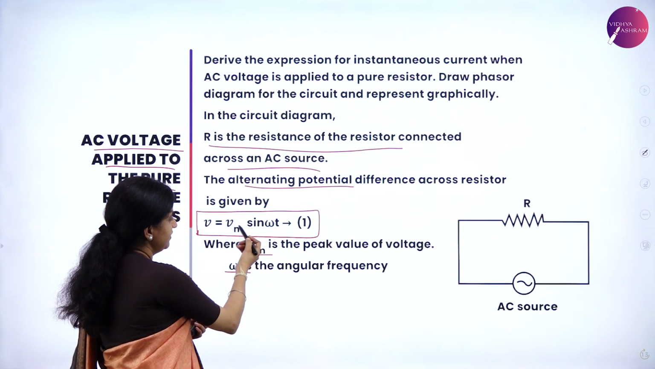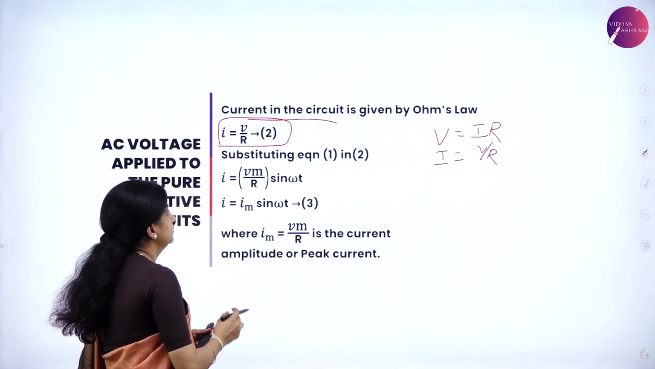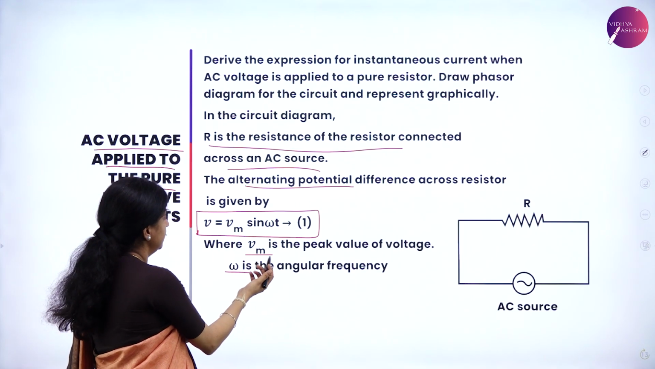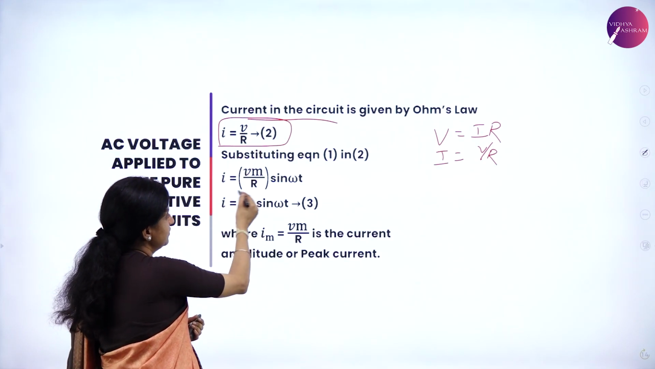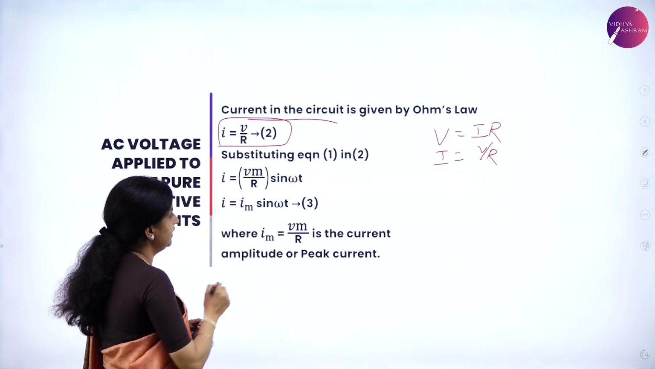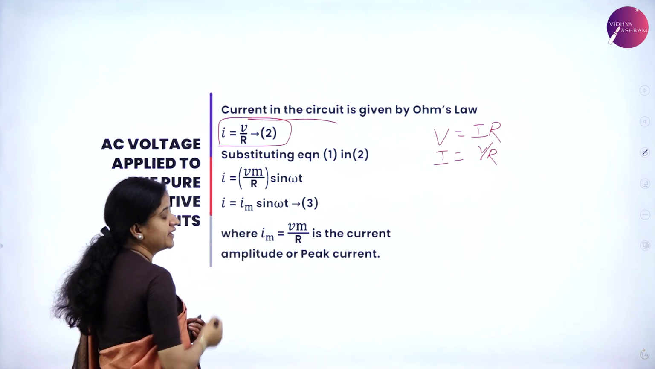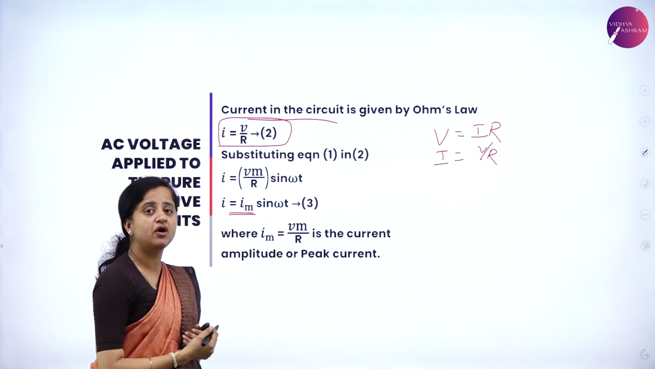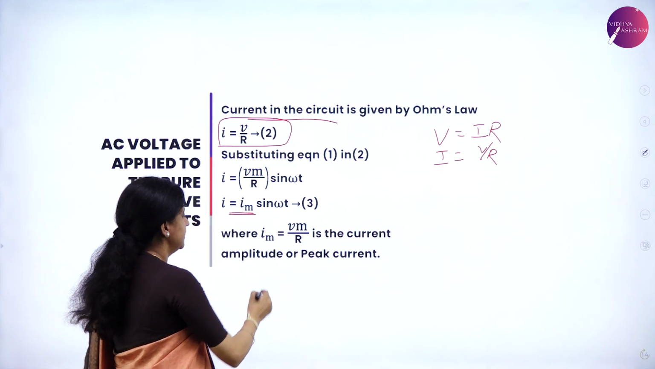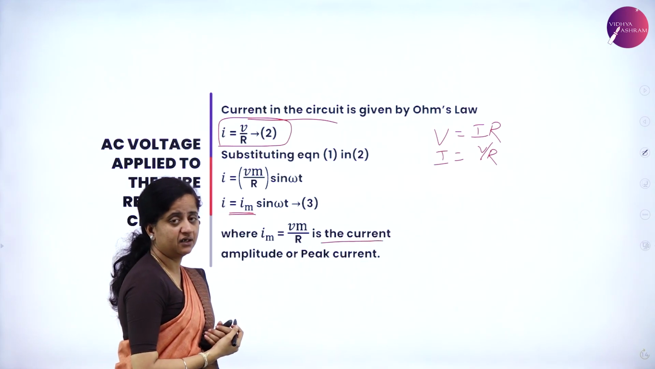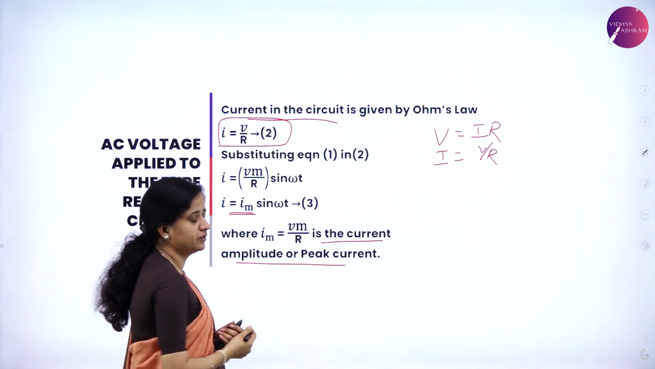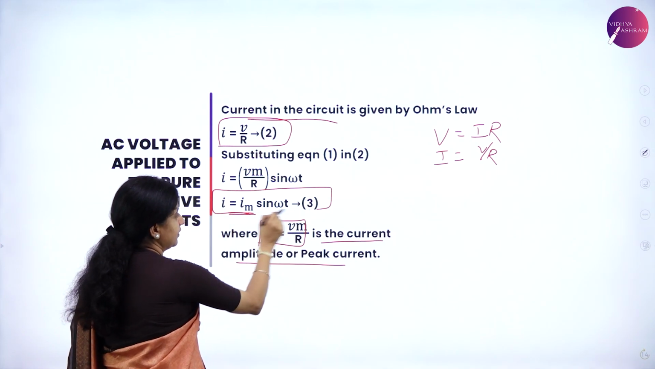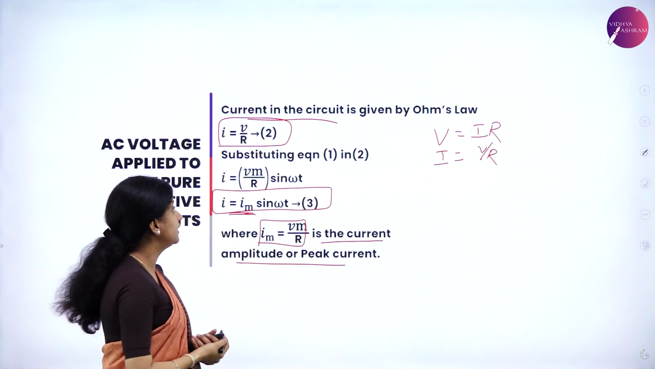In the first equation we have V equal to Vm sin omega t. So we have these two equations. From equations 1 and 2, I can substitute equation 1 in equation 2. So we get I is equal to Vm sin omega t divided by R. What is this Vm divided by R? It can be replaced by a term called Im, where Im is the peak current, or the current amplitude. So Im is equal to Vm divided by R, and I is equal to Im sin omega t is my third equation.